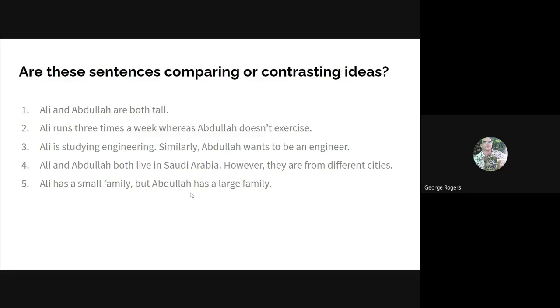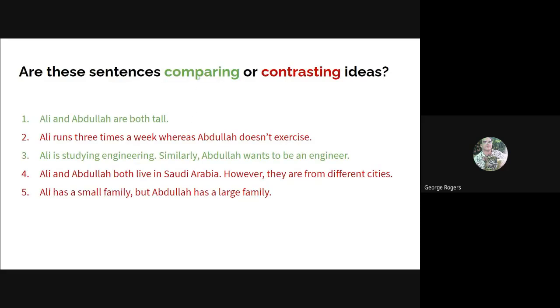Now let's look at the answers for these. Notice the word comparing up here is in green, contrasting is in red. The ones marked in green are comparing, the ones marked in red are contrasting. Comparing is showing how two things are similar, how they're the same, close to each other. Contrasting is how they are different. The first one, Ali and Abdullah are both tall. That's comparing. They're both similar in that they're tall. So that's why it's comparing.